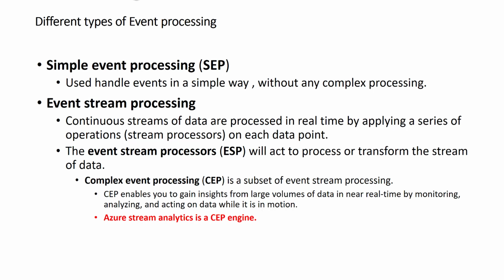Within event stream processors, there is another category called complex event processing. Complex event processing is used to understand or derive insights from a large volume of data in near real time or real time by monitoring, analyzing data, and acting on it while the data is in motion. Azure Stream Analytics is basically a CEP engine.